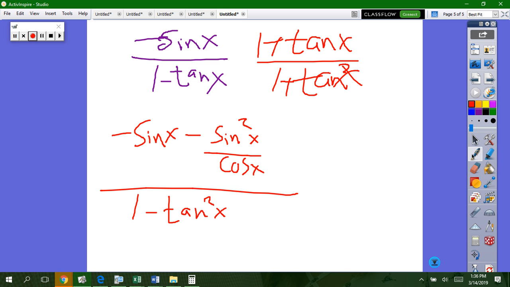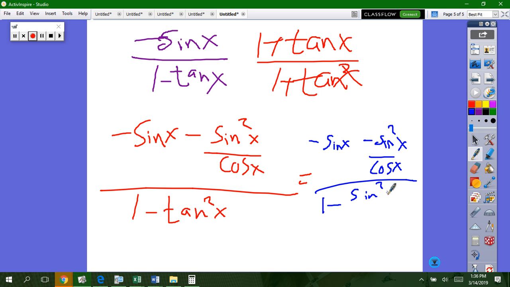Okay, what is a way? Because this is not an identity. I kept putting this as secant squared, but it's not. What's another way? Same thing as we did earlier. What's another name for tangent squared? Sine over cosine squared. So we're here: negative sine x minus sine squared x over cosine, over 1 minus sine squared x over cosine squared of x.